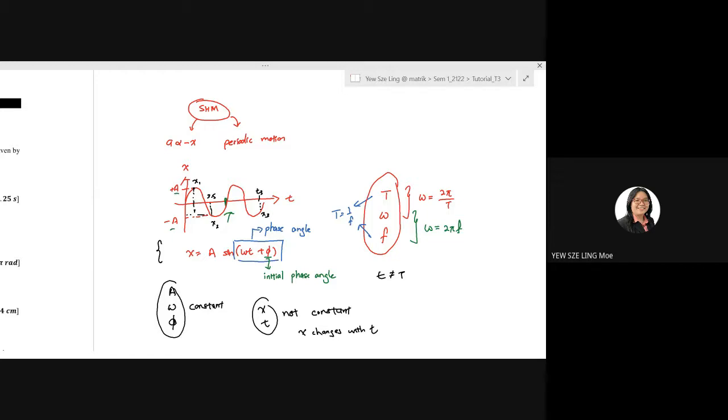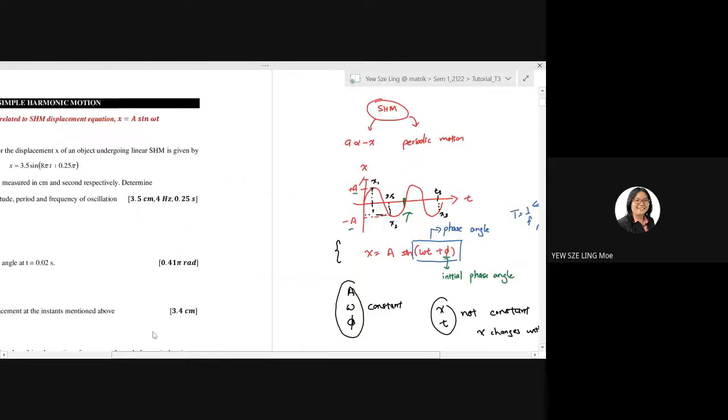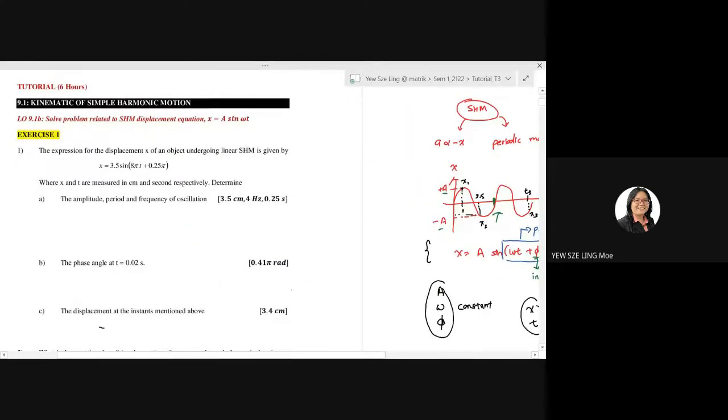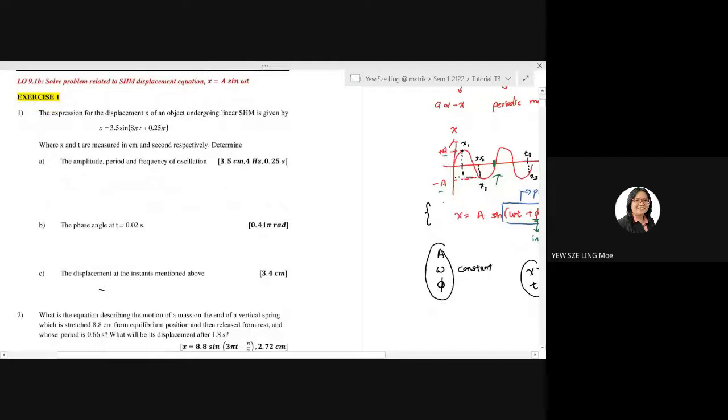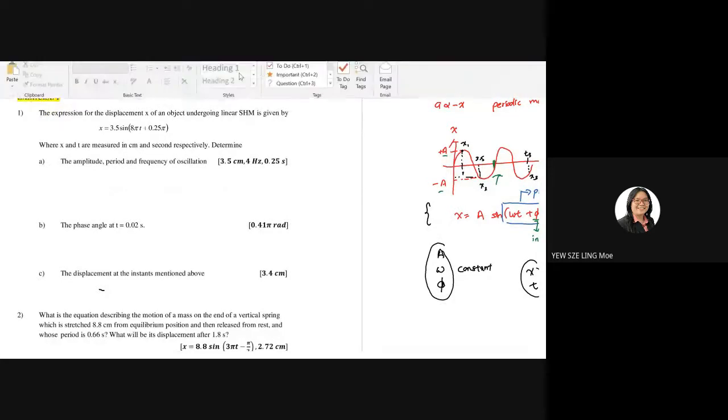Okay. So it's very simple. Now let's try the questions. Okay, question 1. Let me change the color first.